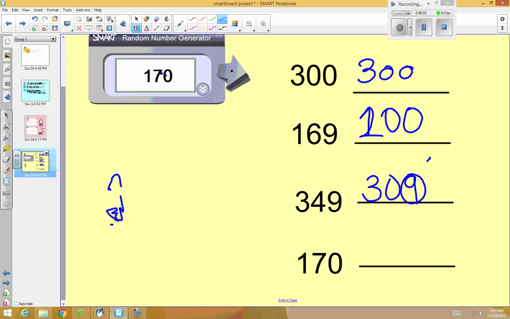So remember to look at the hundreds place first. Then look at the tens place. What number is in the tens place? 7. Good job. So is that up or down? Good job. Alright, so now we're going to take a quiz.